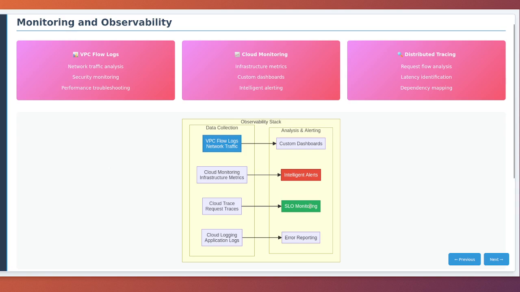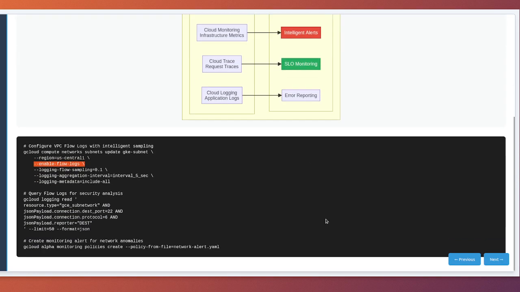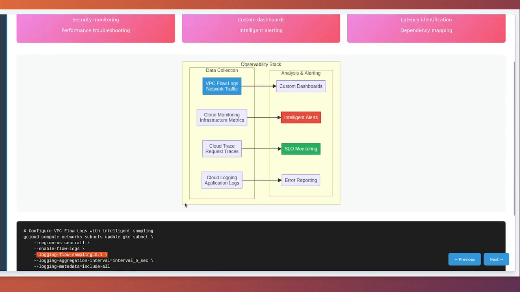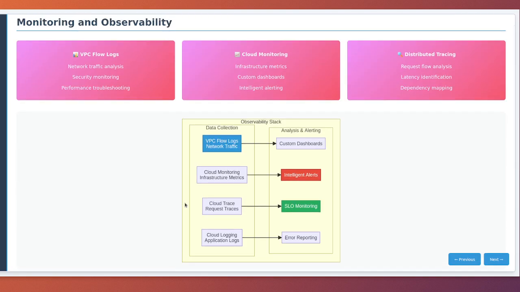But flow logs generate enormous amounts of data, so you need to be strategic about sampling rates and filtering. For production clusters, you might sample 10% of flows but capture 100% of denied traffic for security analysis. Cloud monitoring provides metrics on network performance, but you need to understand which metrics are most important. Pod network utilization, service endpoint health, and load balancer backend health are typically your key indicators.